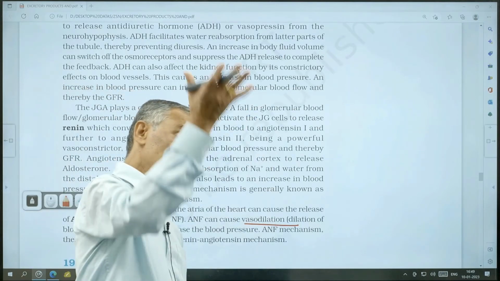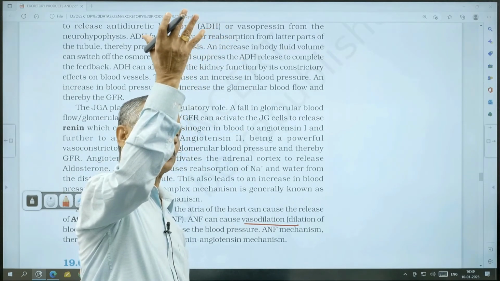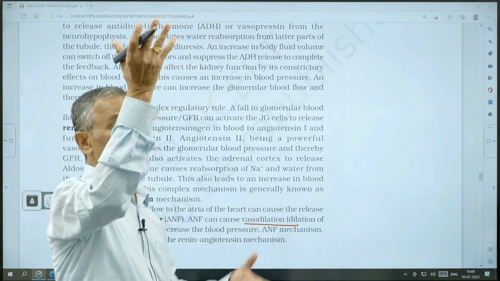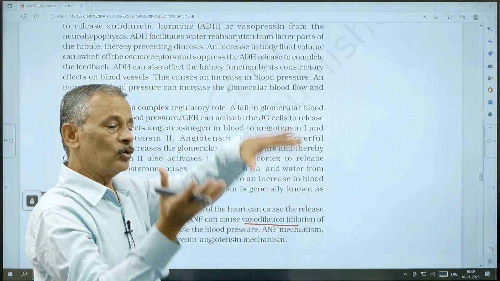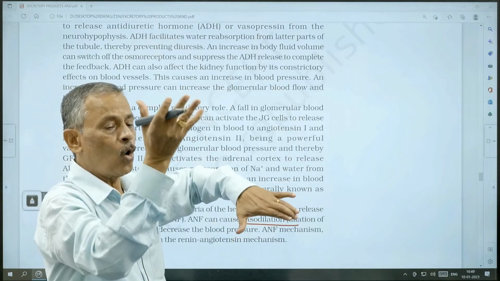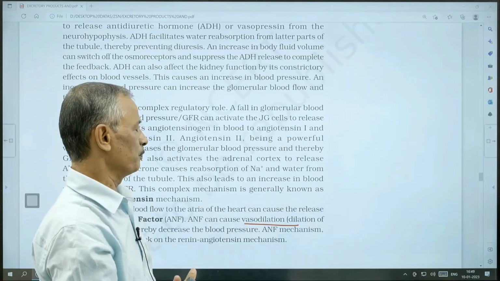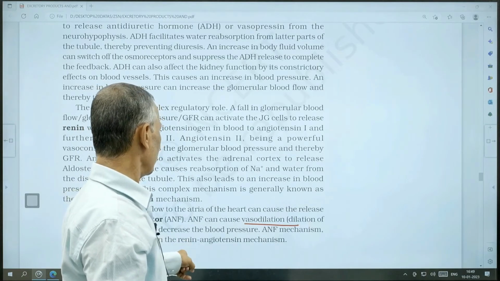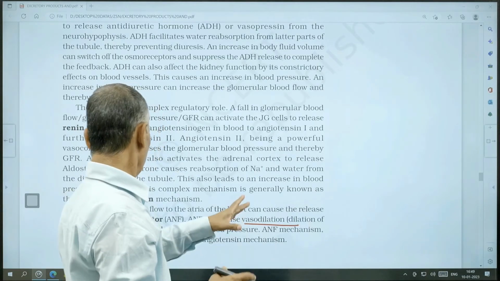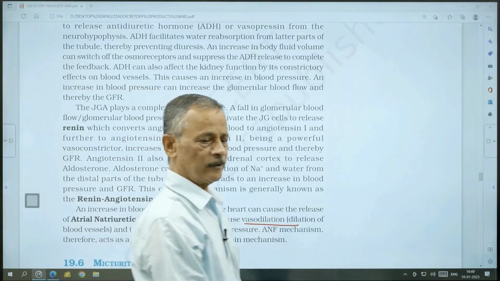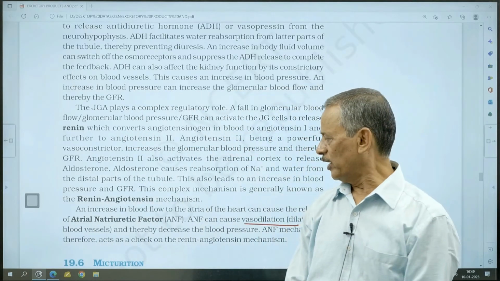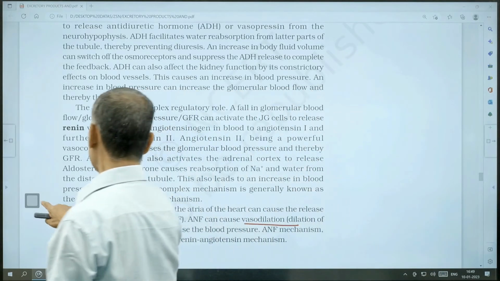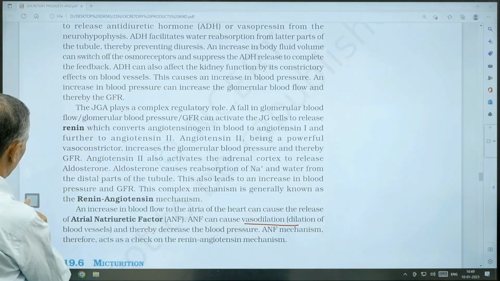So, RAS is increasing the GFR and blood pressure, and ANF is trying to decrease them. So these two are antagonistic in action. Thus, the ANF mechanism acts as a check on the renin angiotensin mechanism. Clear? Now, when that urine is coming and filling the urinary bladder, what happens?